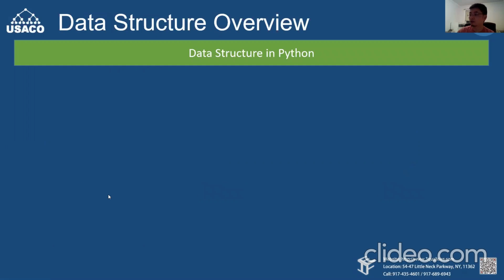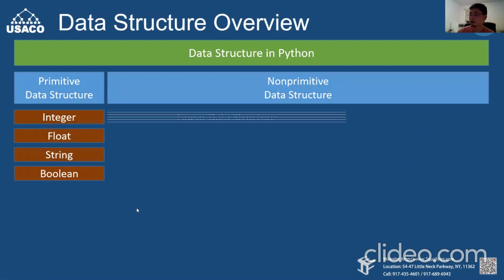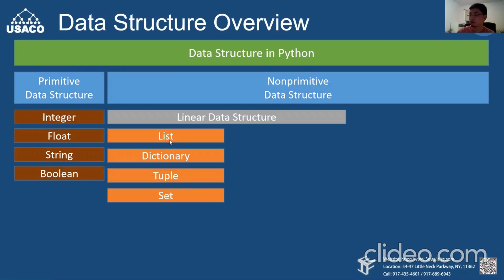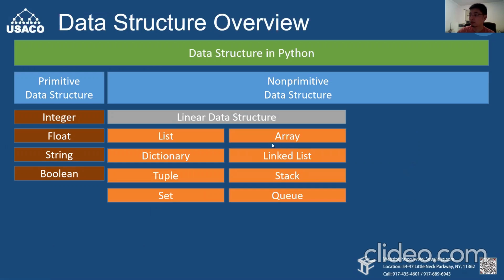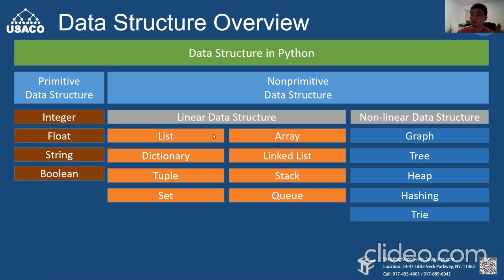Here is the data structure overview in Python. Linear data structures: list, dictionary, tuple, set, array, linked list, stack, queue. Then non-linear data structures. From left to right, we have already learned the primitive types, the basic types: integer, float, string, boolean. And then we are talking about non-primitive, which you can also understand as a more complex data structure.